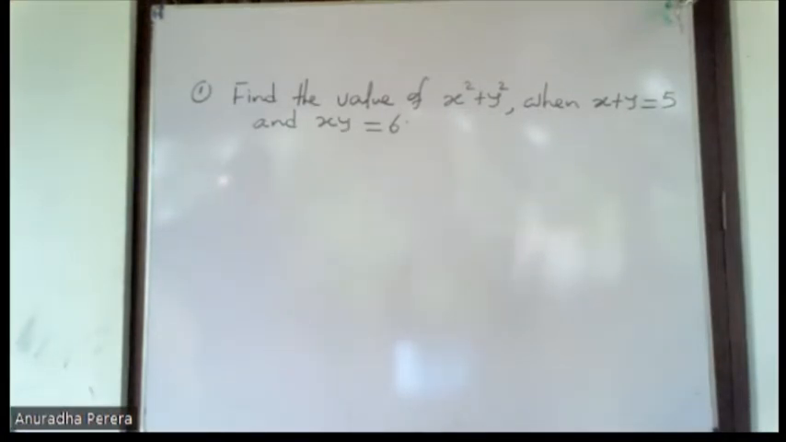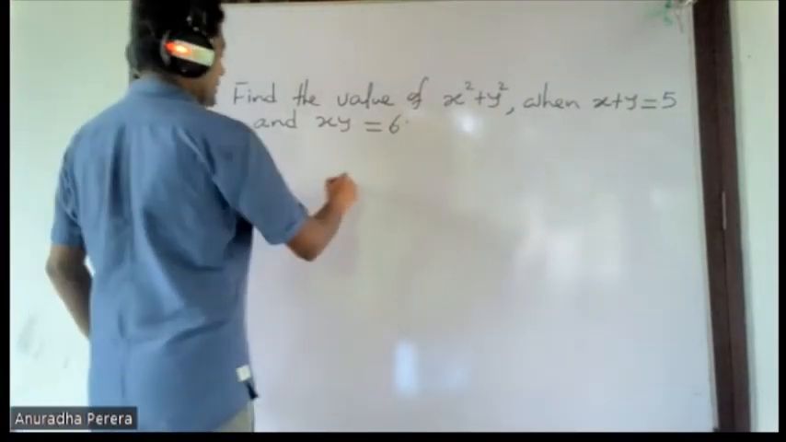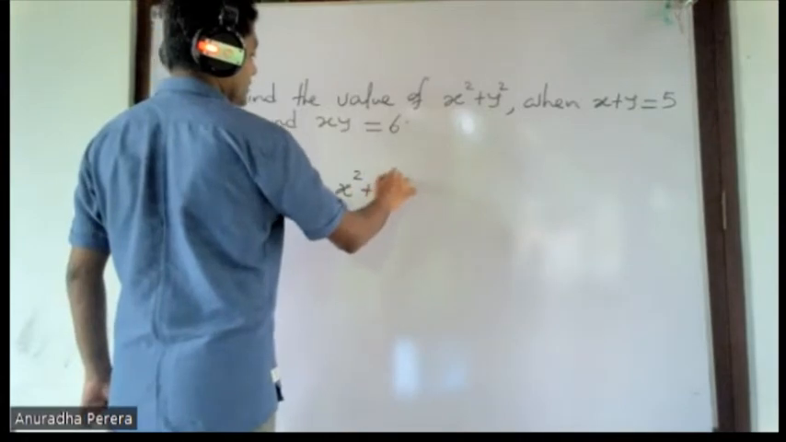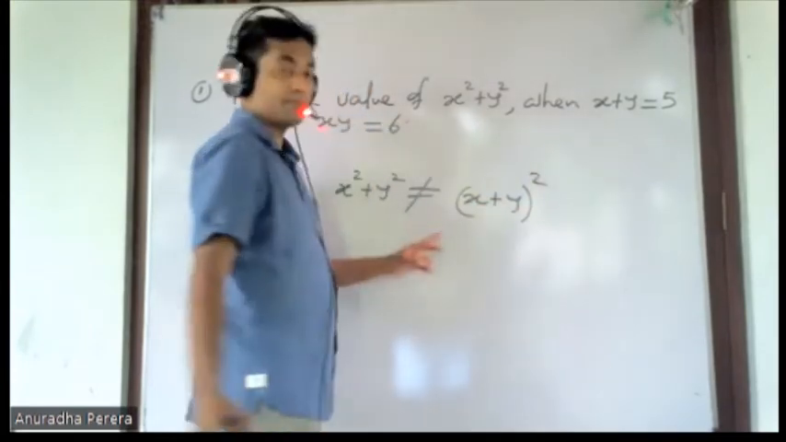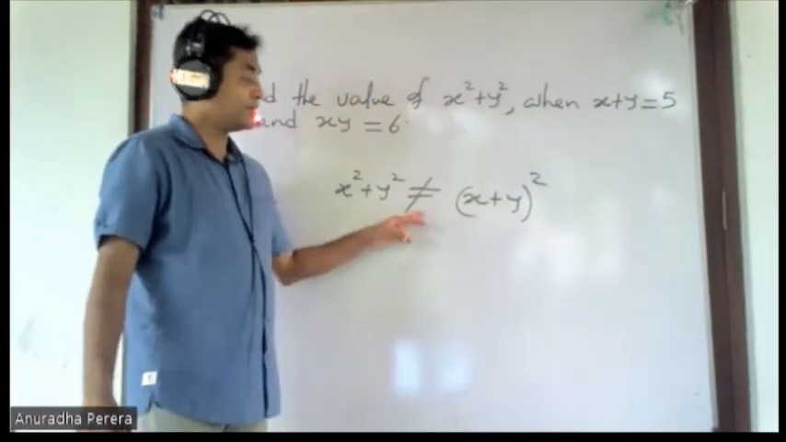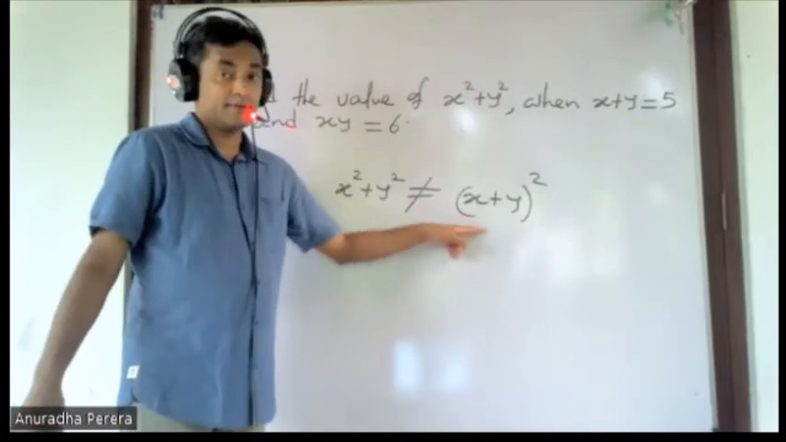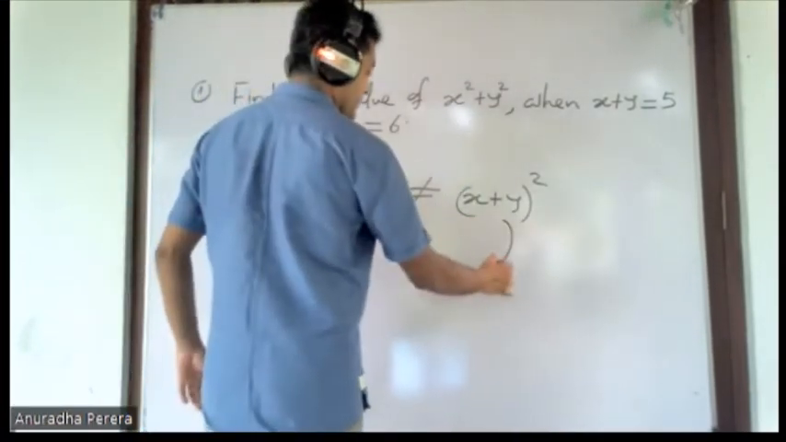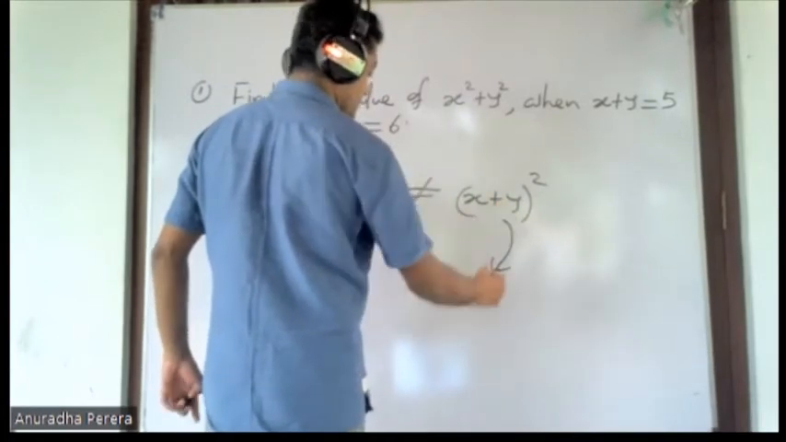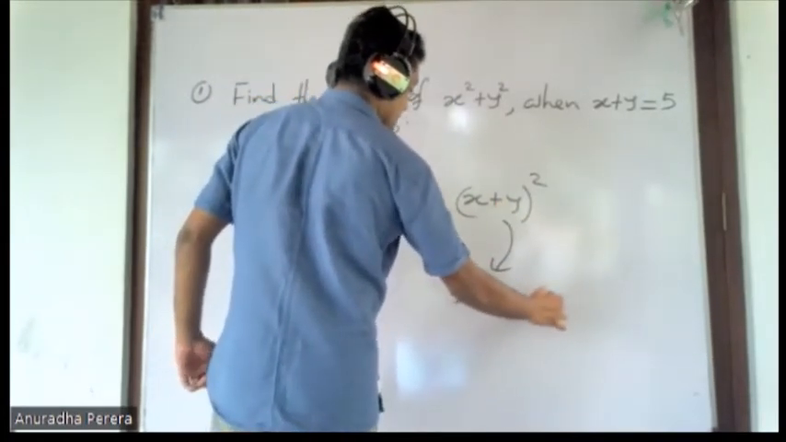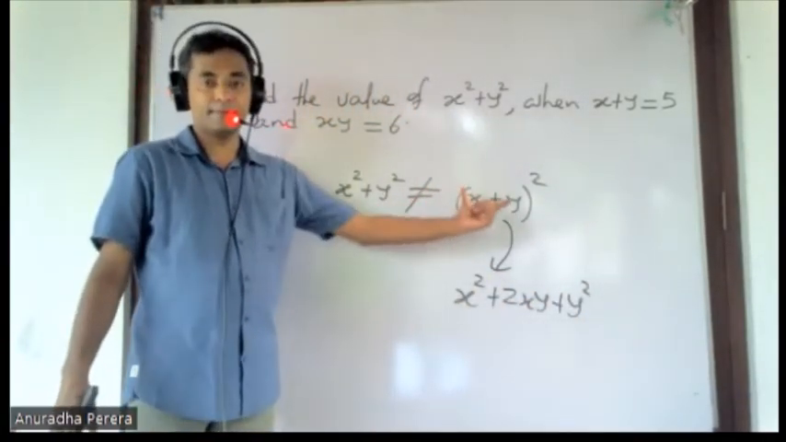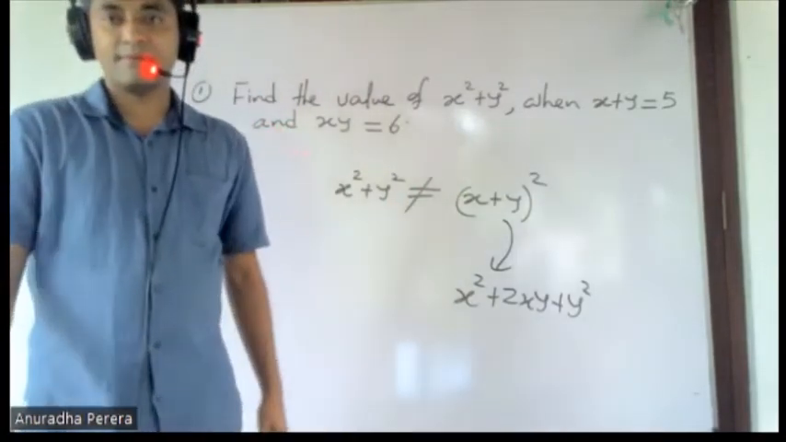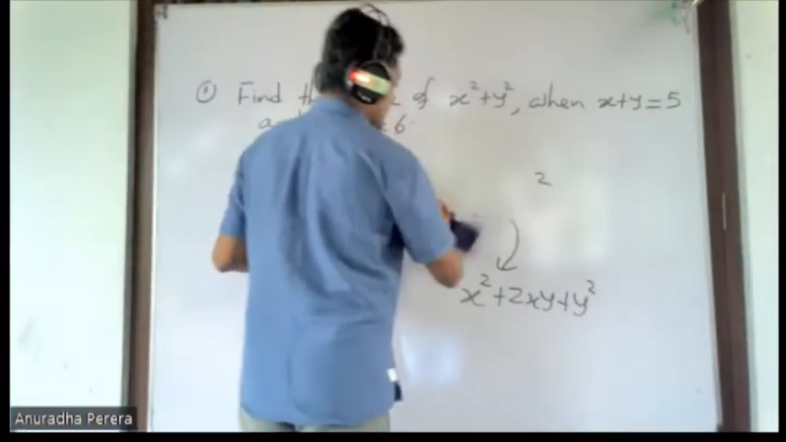Find the value of x squared plus y squared when x plus y equals 5 and xy equals 6. Very important thing: x squared plus y squared is not equal to (x plus y) squared. You know this. When expanding (x plus y) squared, the answer is x squared plus 2xy plus y squared. Many children assume these two are equal. They have different meanings. Try it, I will give you three minutes.